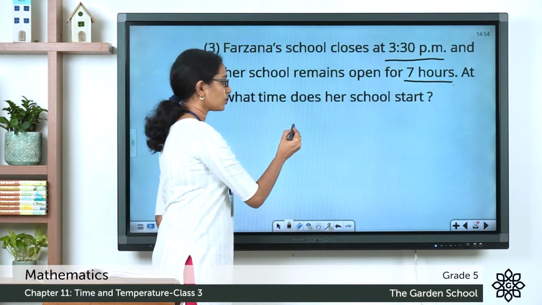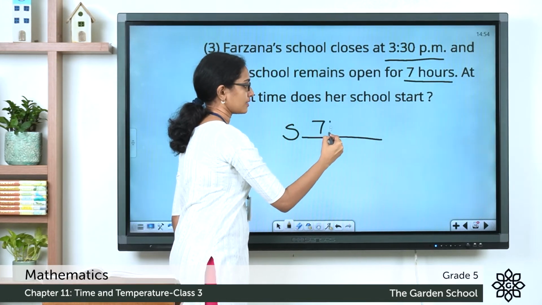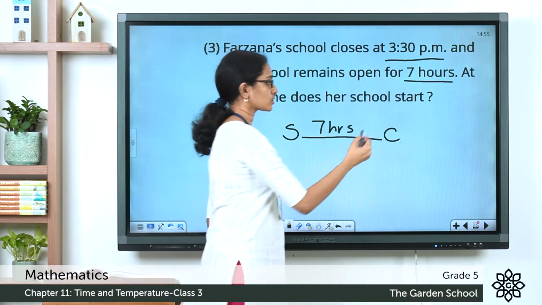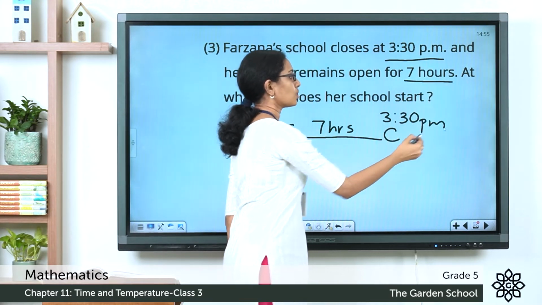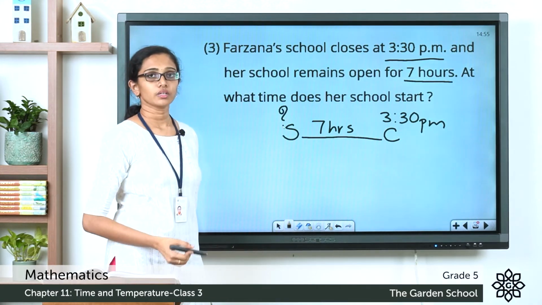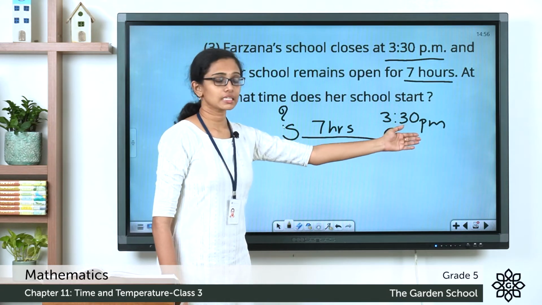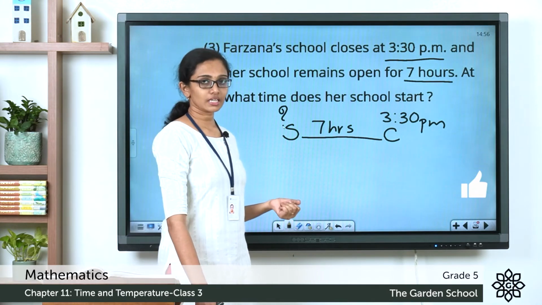So we don't know the starting time. The school remains open for 7 hours and it closes at what time? It closes at 3:30 p.m. We don't know at what time the school starts. So how would we find it out? See, if we count back 7 hours from this 3:30 p.m., we'll get the starting time for the school. So let's see the steps.